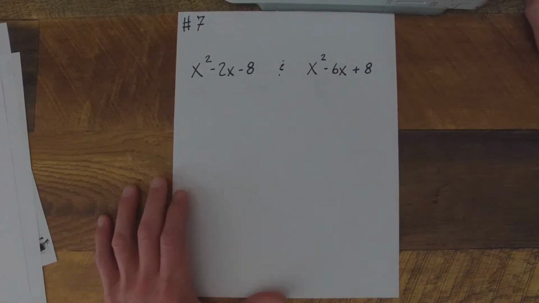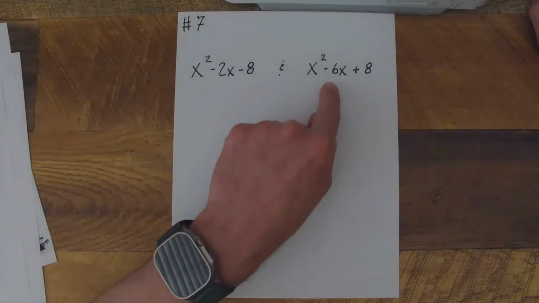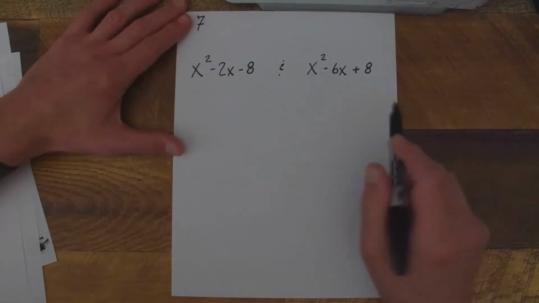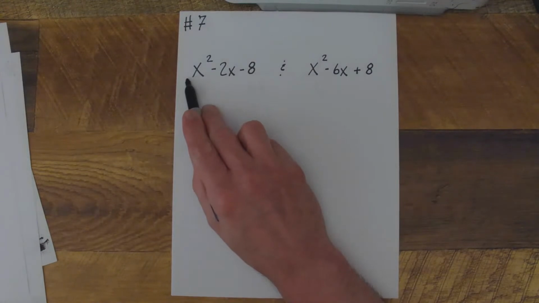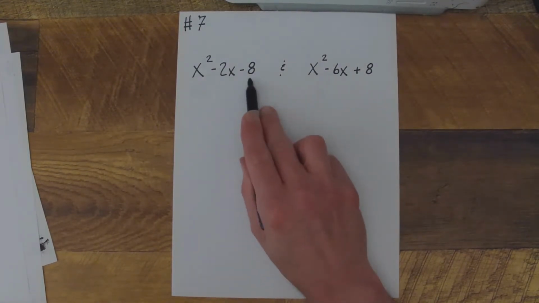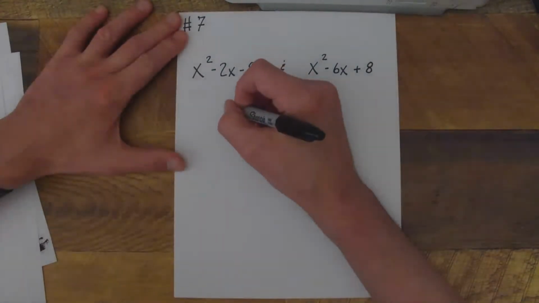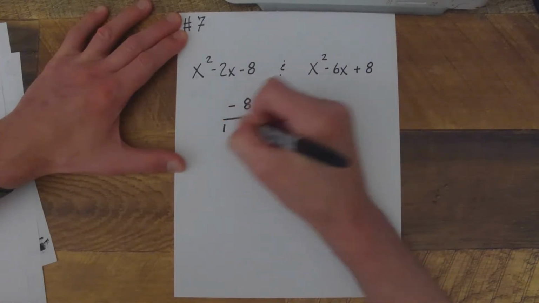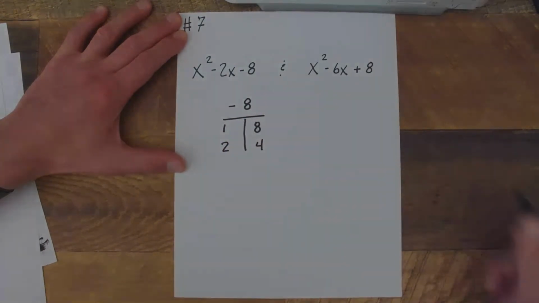Okay, number 7. What is a common factor of both x squared minus 2x minus 8 and x squared minus 6x plus 8? The way that you factor a trinomial is multiply the number in front, in this case 1, times the number in back, in this case -8. 1 times -8 is -8. Then list all the factors of that particular number. 1 and 8, 2 and 4.